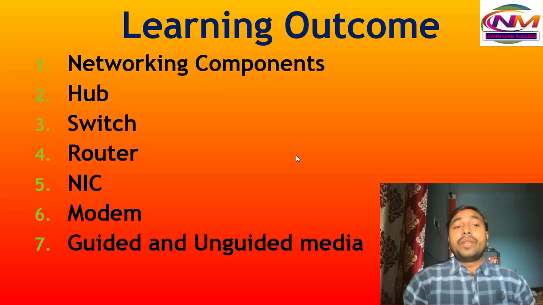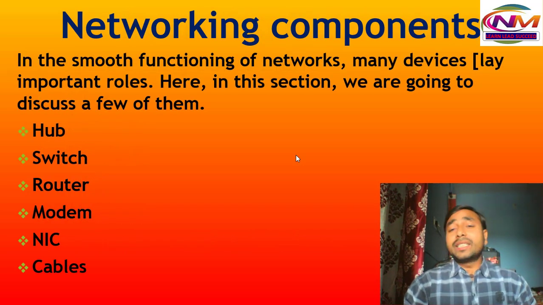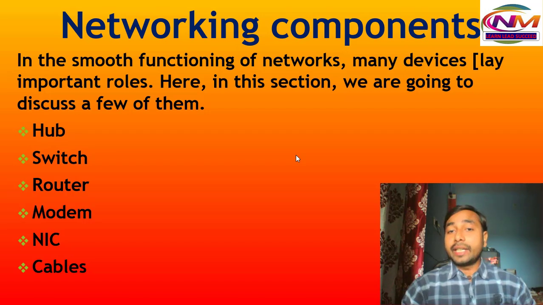In today's topic, we are going to learn about different components which are used in a network. Their names are hub, switch, router, network interface card, modem, and guided and unguided media. Students, we have to know the importance of networking components. Networking components are used for the proper functioning of a network. To establish a network, we need some physical devices. These devices connect two or more devices so they can communicate properly.